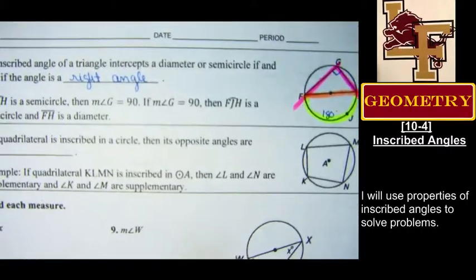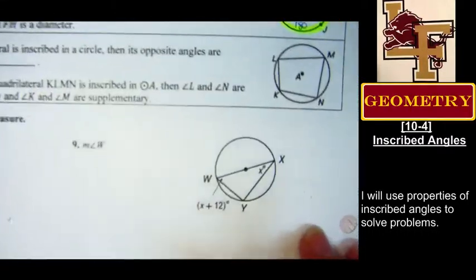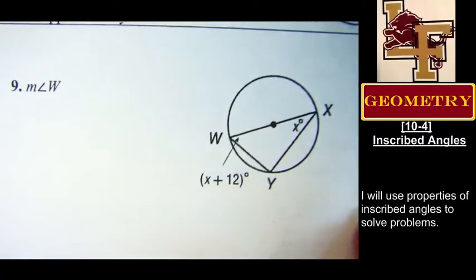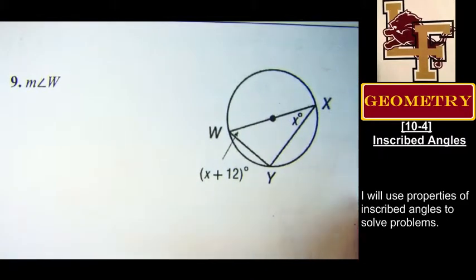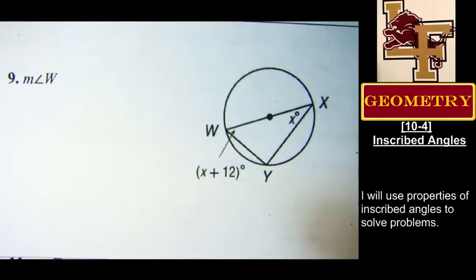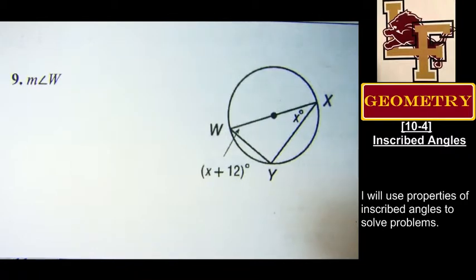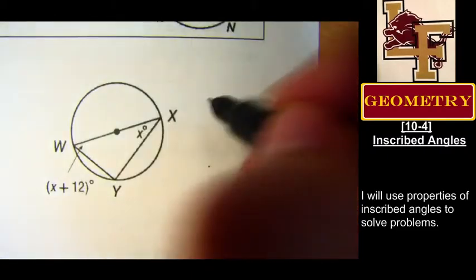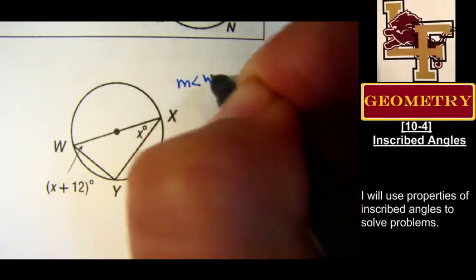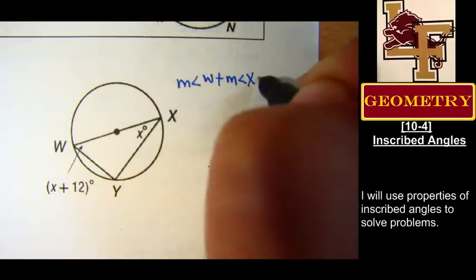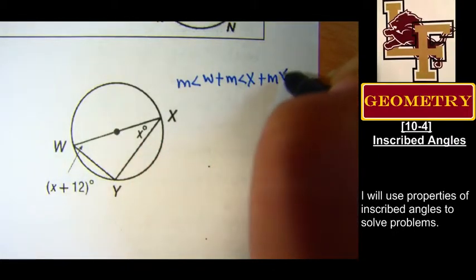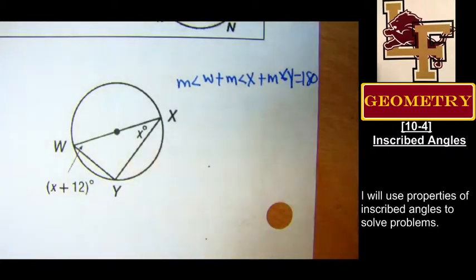All right. Let's practice. Let's do number 9. What kind of shape do I have inside the circle? Triangle. Good. What do I know about the angles in a triangle? They add up to 180. That means that the measure of angle W plus the measure of angle X plus the measure of angle Y equals 180.